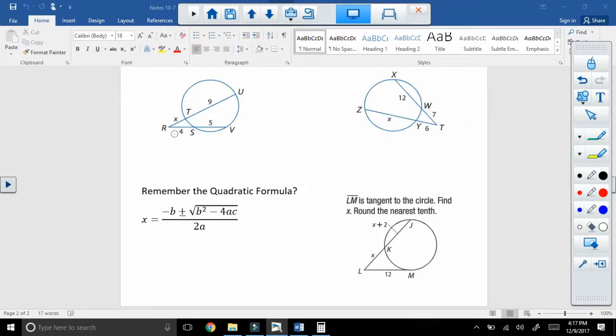So looking at this one, this is two secants. If you want to write out what the whole thing is, that might be helpful. The whole part here is 9, and the whole part here is x plus 9. So just remember, it's the whole thing times the part outside equals the whole thing times the part outside. And then you're going to go through and solve that for x. Go ahead and subtract 36 from each side.